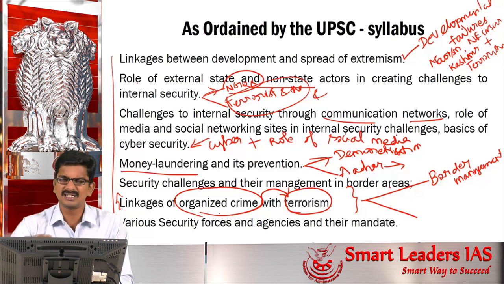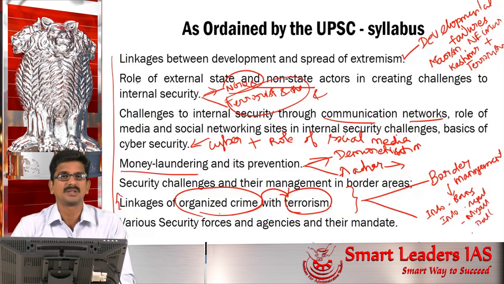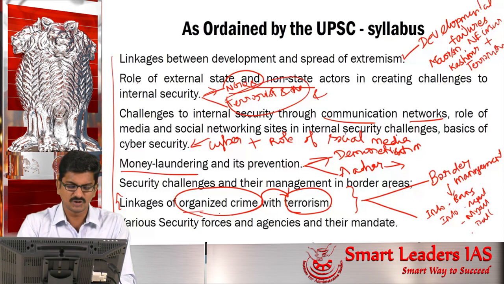Much of this organized crime and its link with terrorism is known to be happening at the borders. So, what are the border management challenges and the link of organized crime in the Indo-Bangladesh border, Indo-Nepal border, Indo-Myanmar border as well as Indo-Pak border. That is the context for this topic.